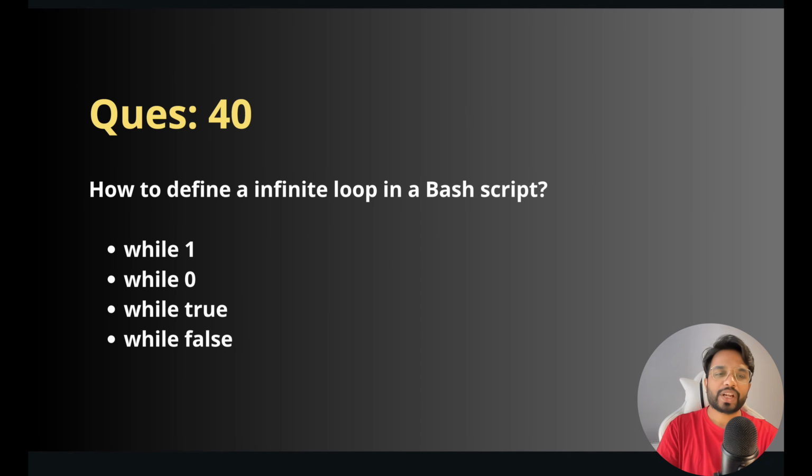Question number 40. How to define an infinite loop in a bash script? Suppose you want to make a script which will continuously run forever, until you stop it manually. You can create an infinite loop, so it will keep running in the background and keep checking something. What syntax can you use? Although you can define it using the for loop also, in this case while true is one option you can use for the infinite loop.